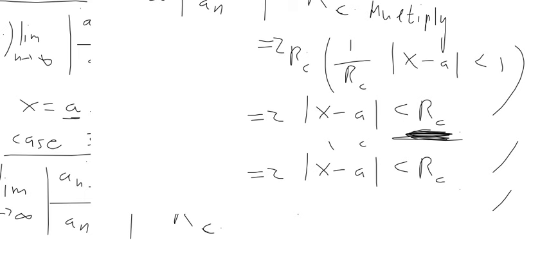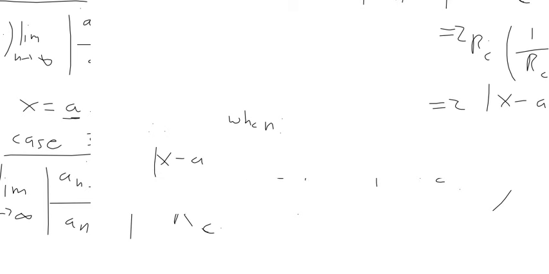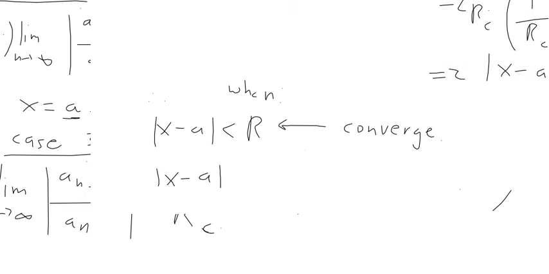Okay, so let me just put some stuff over here for case 3. I know it's a lot, just bear with me. When we have the absolute value of x minus a strictly less than capital R, that implies that we have convergence. And so that's one case. Now, if we have x minus a greater than r, then it's going to diverge.